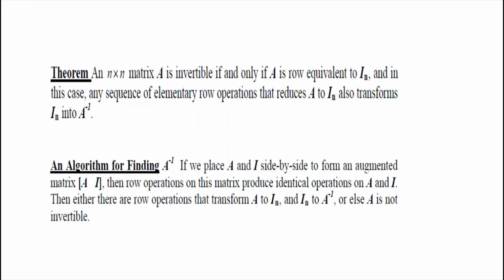How can we find the inverse of A? If we place A and I side by side to form an augmented matrix [A | I], then row operations on the matrix produce identical operations on A and I. Then either there are row operations that transform A to In and In to A inverse, or else A is not invertible, because it is possible for a matrix to be not invertible.